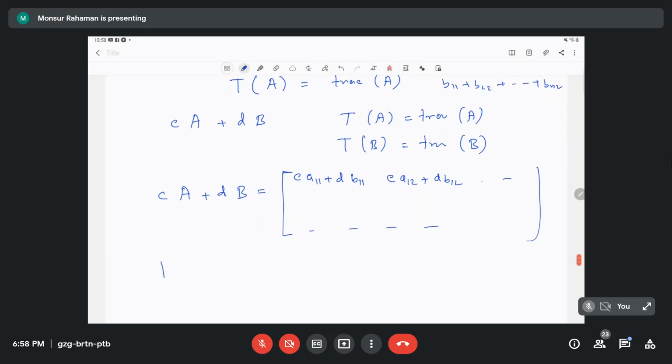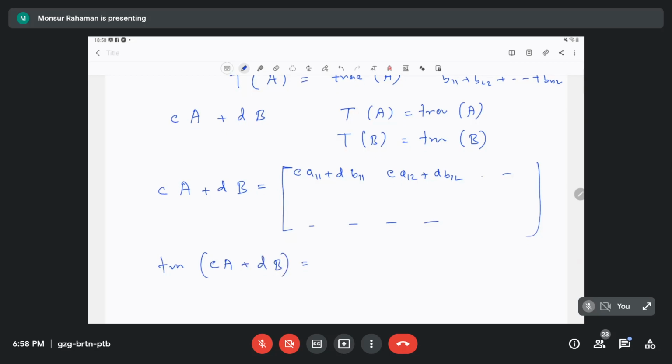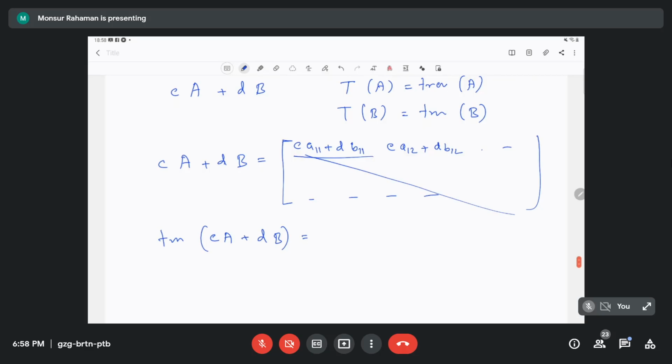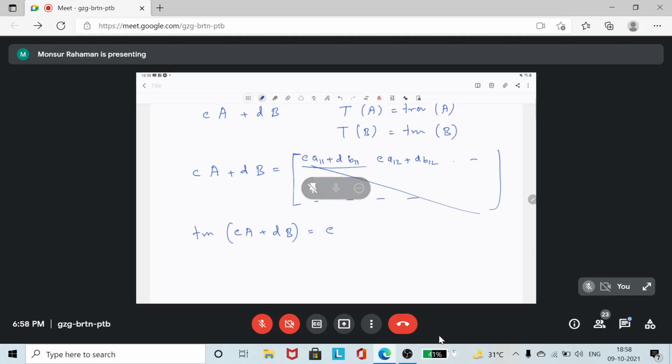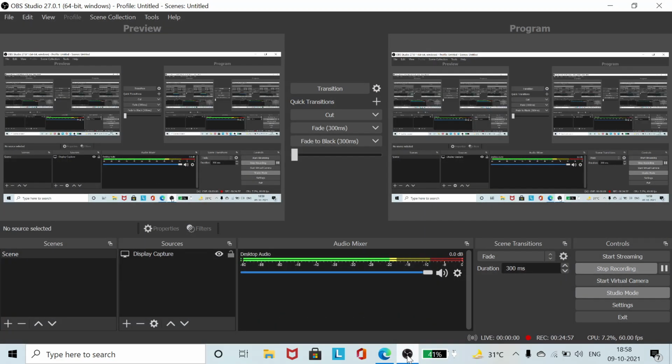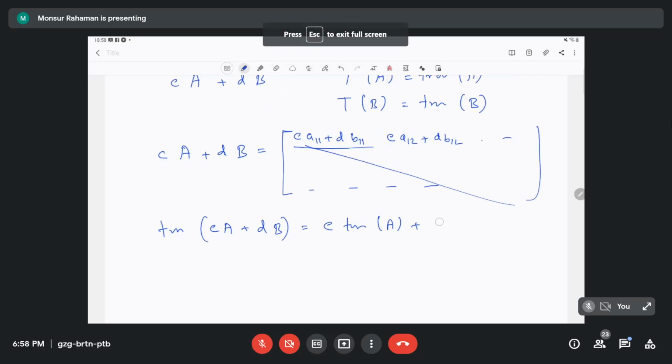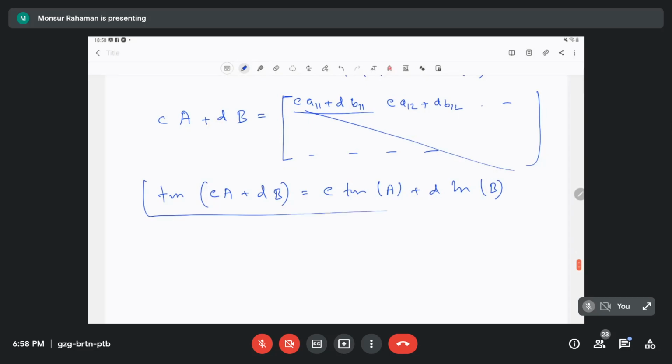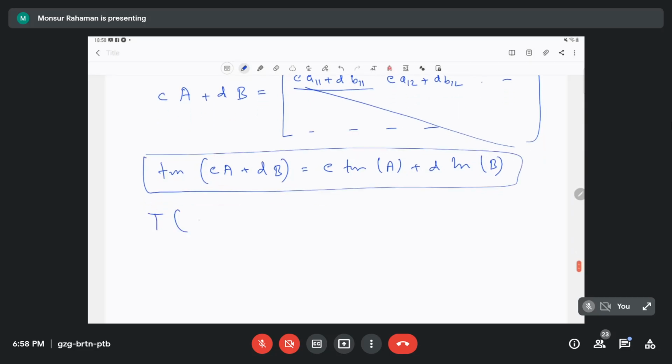So what will its trace be? The trace of cA plus dB is the addition of whatever diagonal elements there are. But you know from the matrix that the trace will be like this: c trace A and d trace B. So from this equation, you can easily see that T of cA plus dB equals c T(A) plus d T(B). So this is a linear transformation.